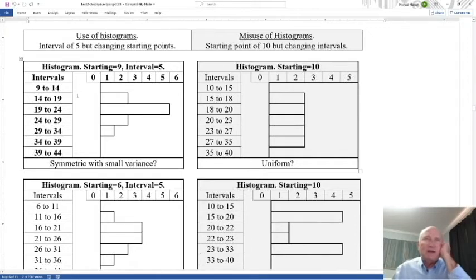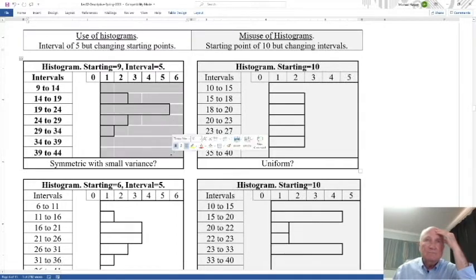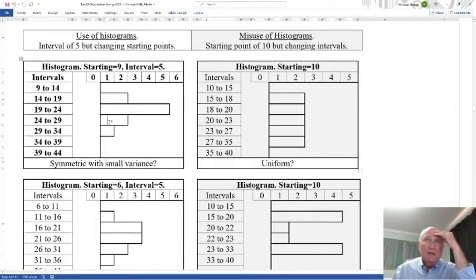On the left-hand side over here, I'm taking a starting point of 9 and an interval of 5. So the interval is going to be 5 for all of these, but I changed the starting points. Nothing wrong with that. So here the starting point is 9. So there's my distribution. There it is.